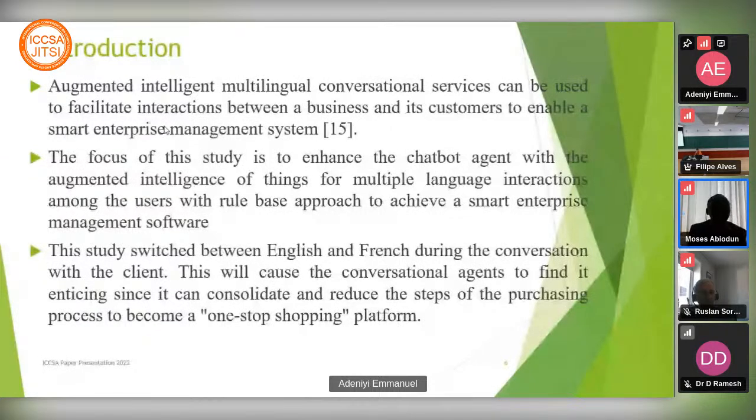The augmented intelligence multilingual conversation system can be used to facilitate interaction between a business and its customers to enable a smart enterprise management system. When you can communicate with your customers, it really helps a lot in the business environment. The focus of this study is to enhance the chatbot agent with the augmented intelligence of things for multiple language interaction among users, with a rule-based approach, to achieve smart enterprise management software. This study switched between English and French during the conversation with the client, which will make the conversation agent enticing since it can reduce the steps of the purchasing process to become a one-stop shopping platform.